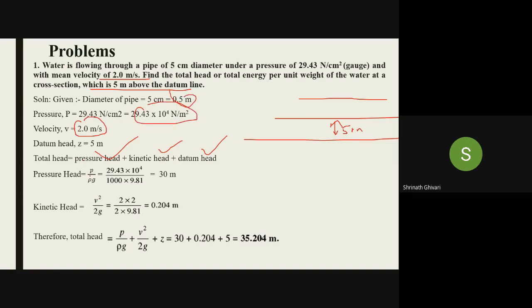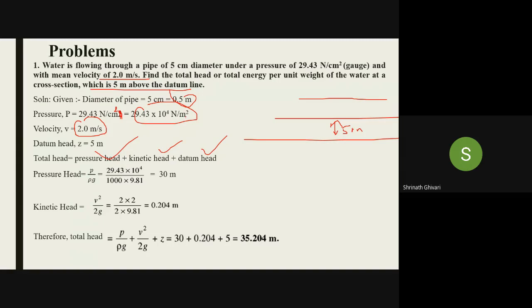Now, I want the total head. What will be the pressure head? The formula is P by rho g. So P is how much? 29.43 into 10 raised to 4 Newton per meter square. As it was 29.43 Newton per centimeter square, I have converted it into 29.43 into 10 raised to 4 Newton per meter square. Sorry, it is centimeter square.